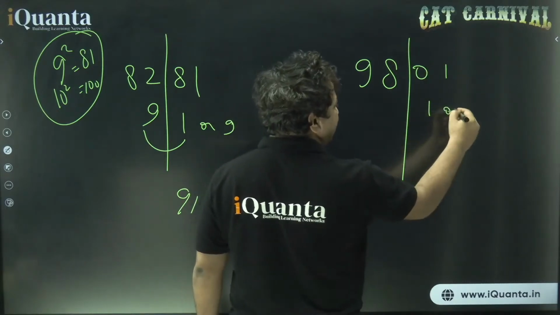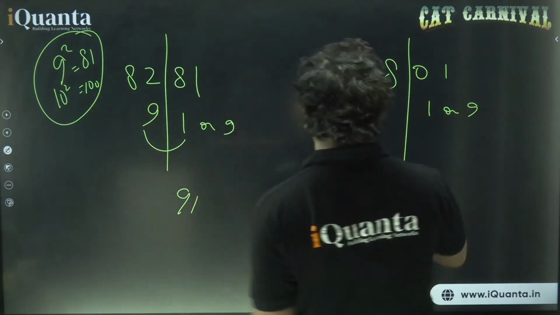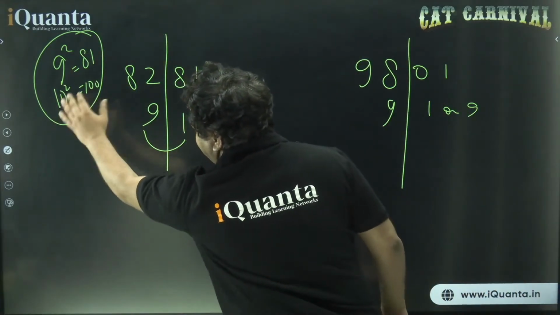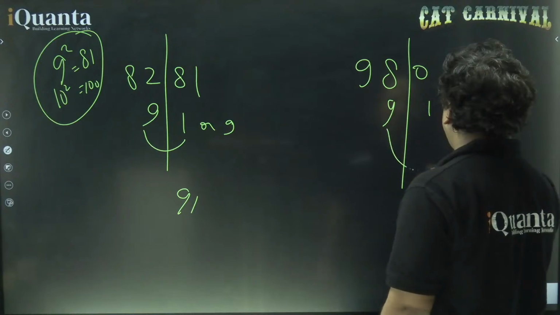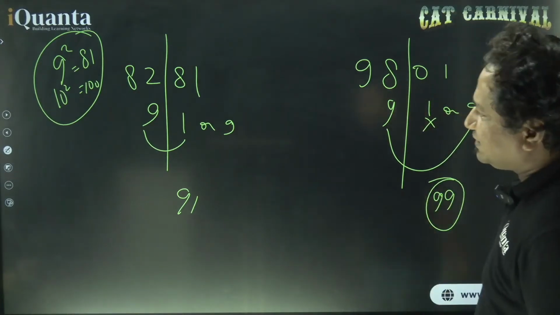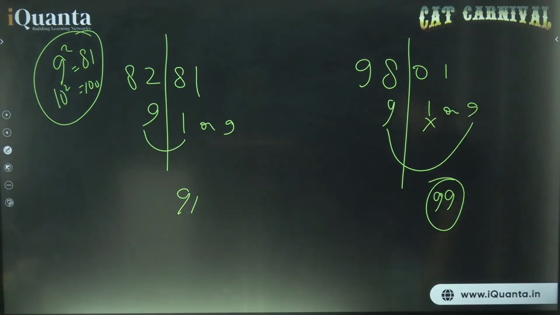See, 1 or 9 in the end, and this lies between 9 and 10 square. I'll choose 9, but 98 is closer to the greater limit, the larger limit. That's why we'll go with 99, not with 91. I hope the difference is crystal clear in front of you due to these two examples. Cool enough?